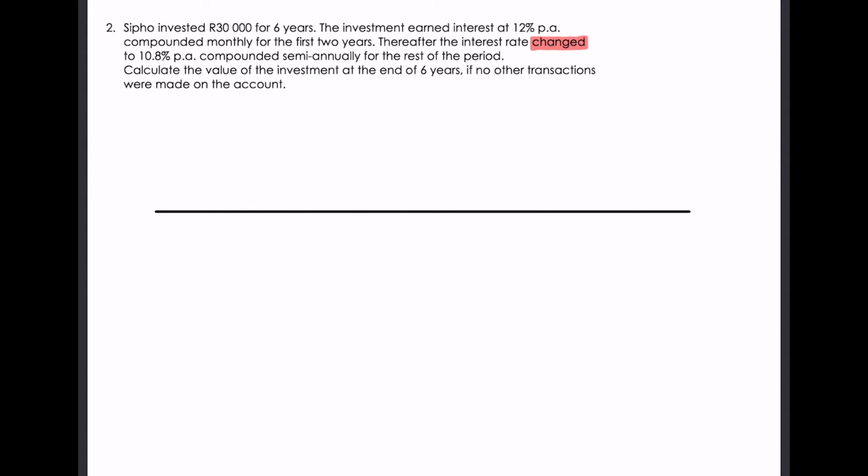So I'm going to start by drawing my timeline, and I'm going to have 1, 2, 3 little sticks. My stick starts at term 0. At term 0, 30,000 Rand is being invested. All right. 2 years, it's compounded monthly. The interest rate is compounded monthly for the first 2 years. So something happens at term 2, the interest rate changes. And it says calculate the value of the investment at the end of 6 years.